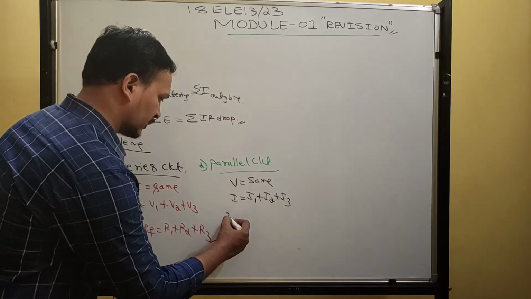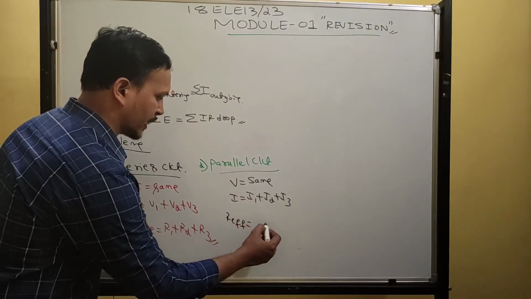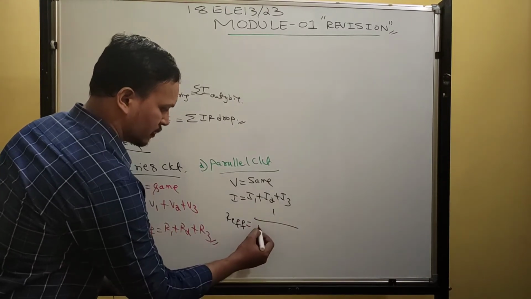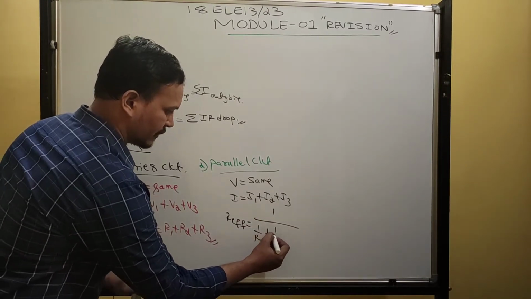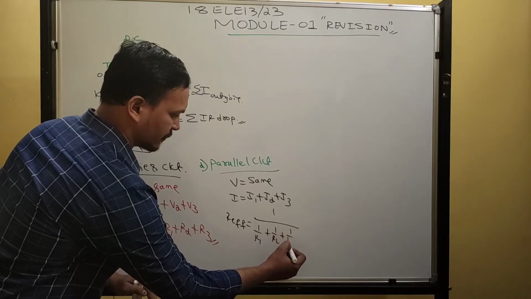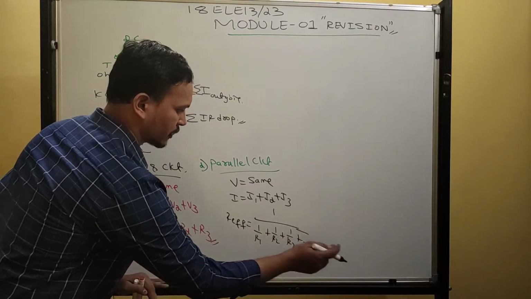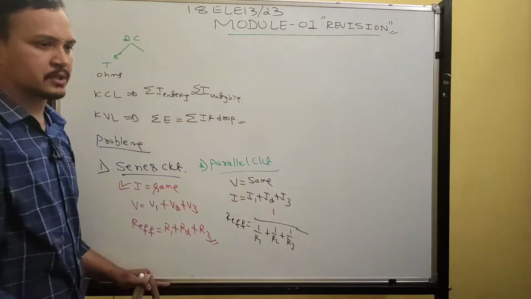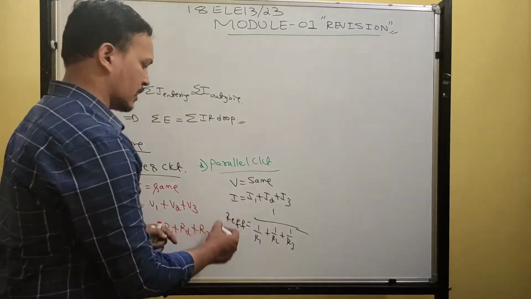Then what about effective resistance? Effective resistance in a parallel circuit is 1 whole divided by 1/R1 plus 1/R2 plus 1/R3, and it keeps on going. If it is the nth resistor, 1/Rn. This is the effective resistance R.